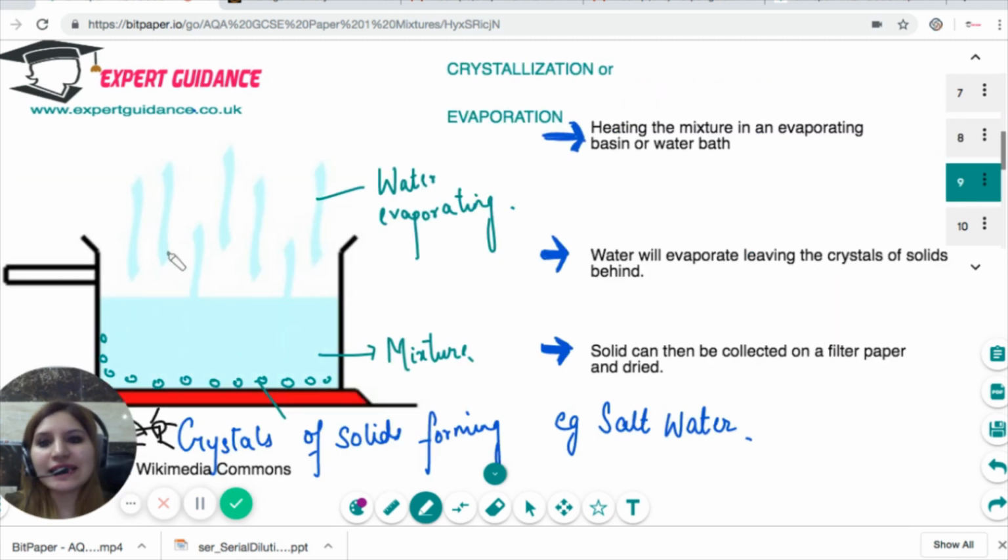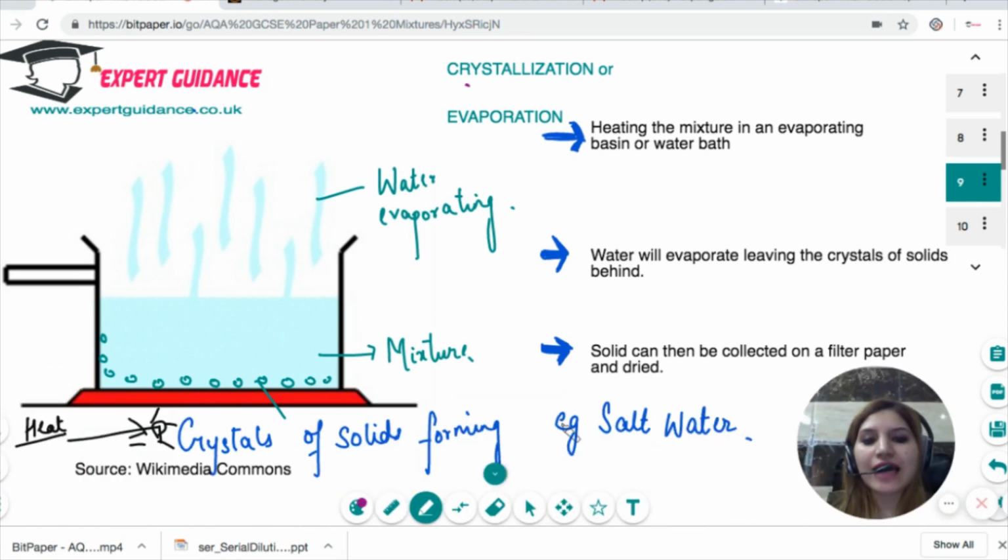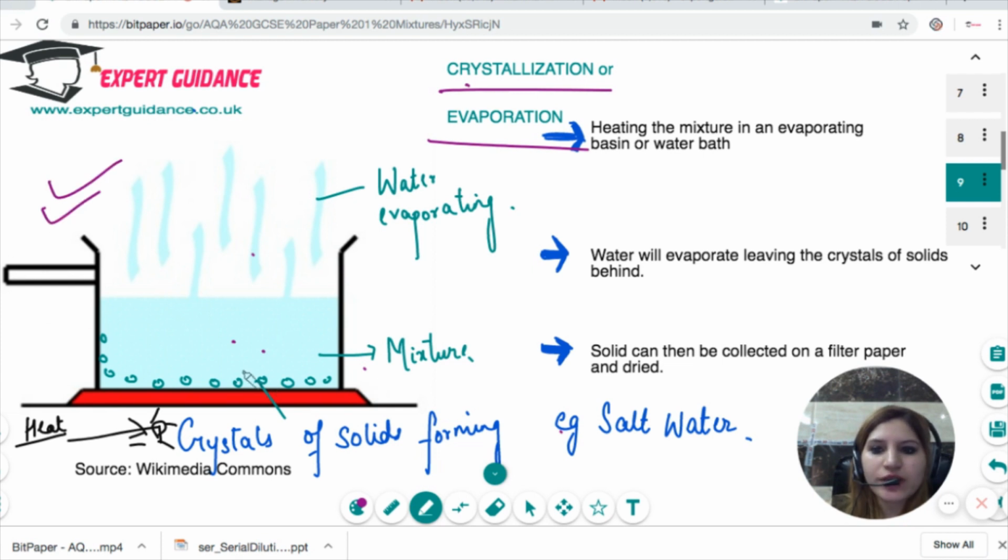Now, the second technique which is used to separate a solid and a liquid, with the solid completely soluble in the liquid, is crystallization or evaporation. So this is a setup that we use. We take a water bath and we heat the mixture in this water bath. Let's suppose it has a solution of salt and water. We will heat this mixture. All the water will get evaporated and the crystals of solid will start forming. So you have your solid component separated from the liquid.